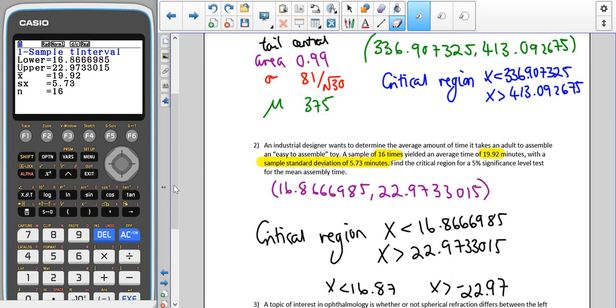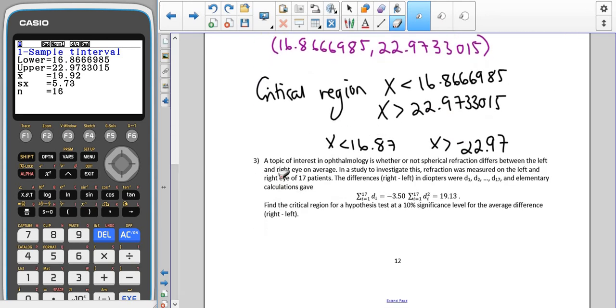So then for our last example here, we have a topic of interest in ophthalmology: whether or not spherical refraction differs between the left and the right eye on average. In a study to investigate this, refraction was measured on the left and right eye of 17 patients. So we have a small sample size here.